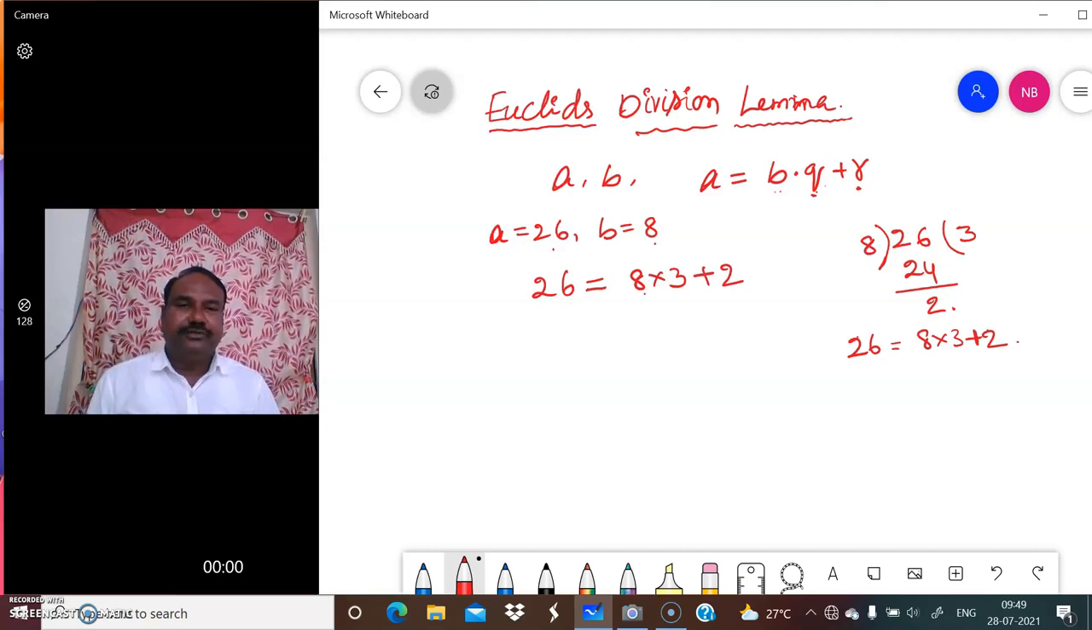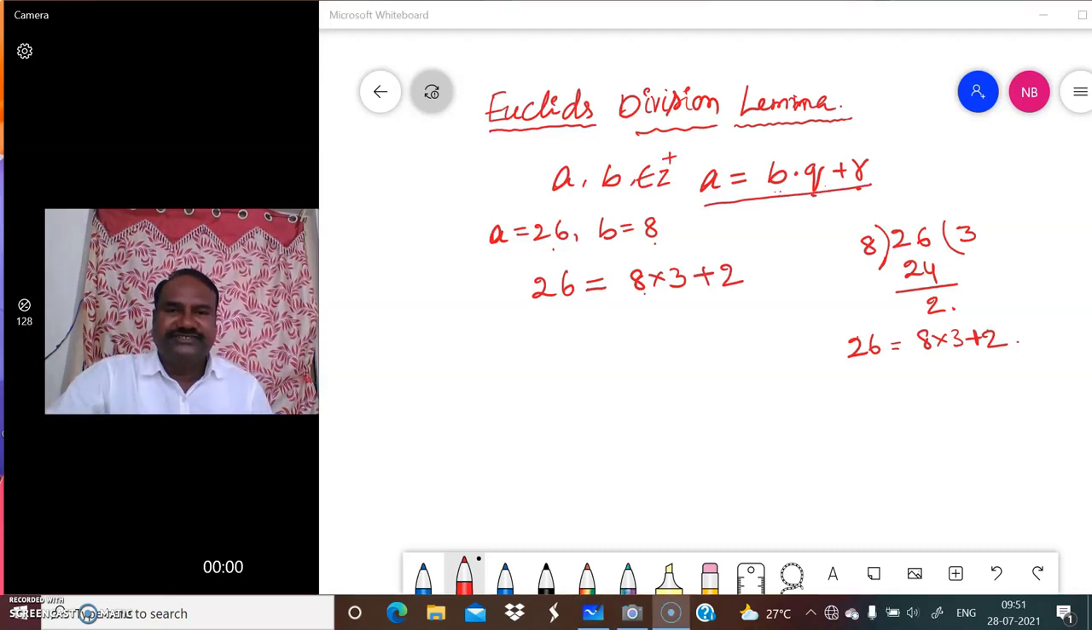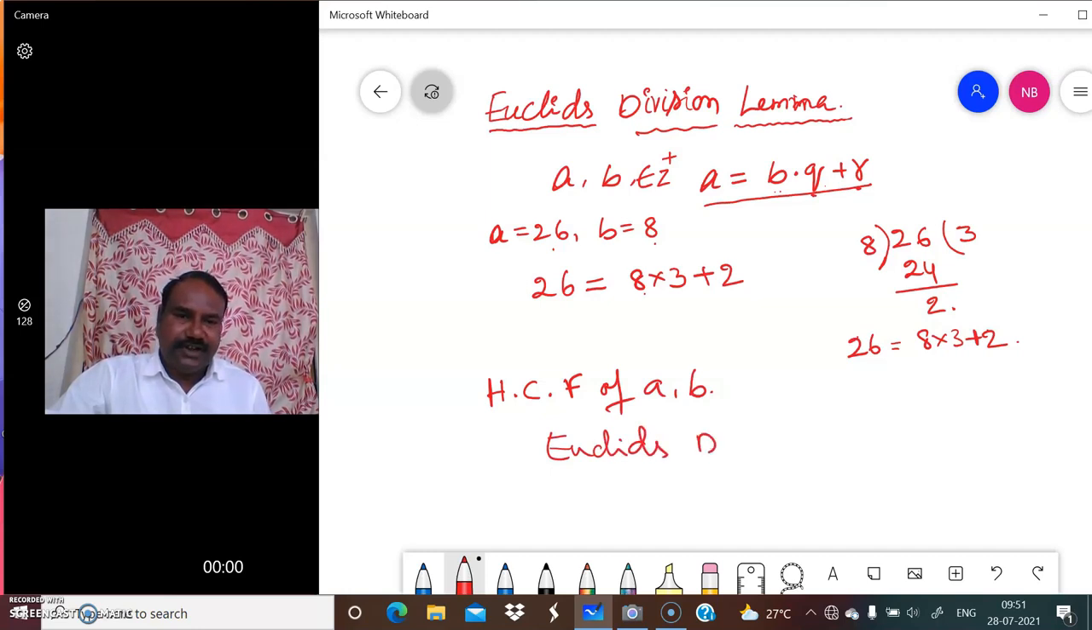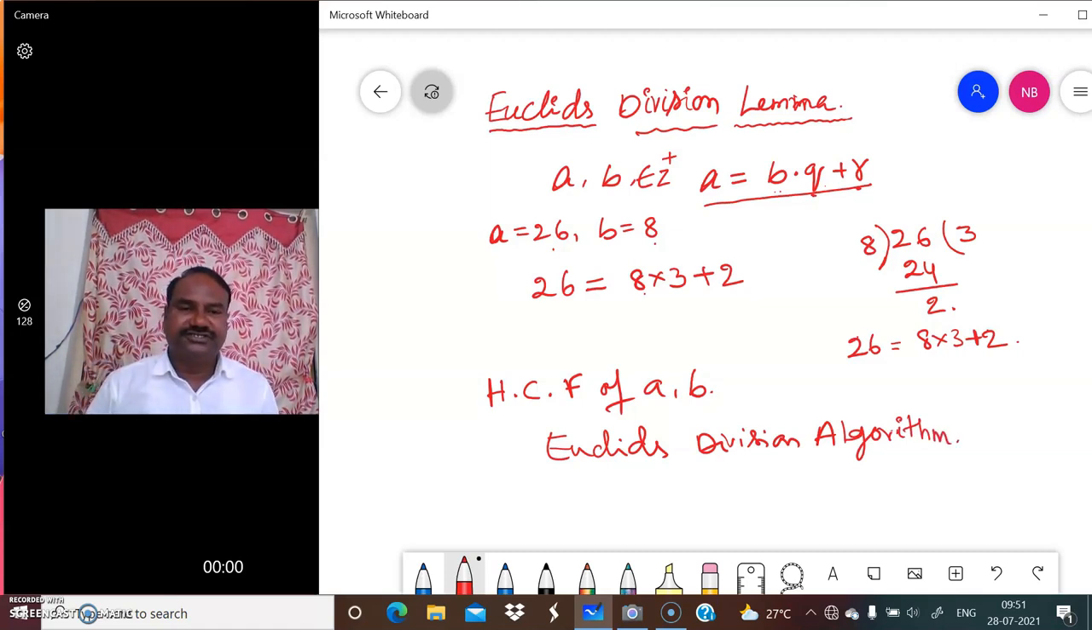In this way, any two positive integers a comma b belonging to Z plus can be written as a is equal to b into q plus r, which is called Euclid's division lemma. Effectively, this concept used to find the HCF of any two numbers a comma b is called Euclid's division algorithm. So, we can use this Euclid's division lemma concept to find the HCF of any two positive integers.